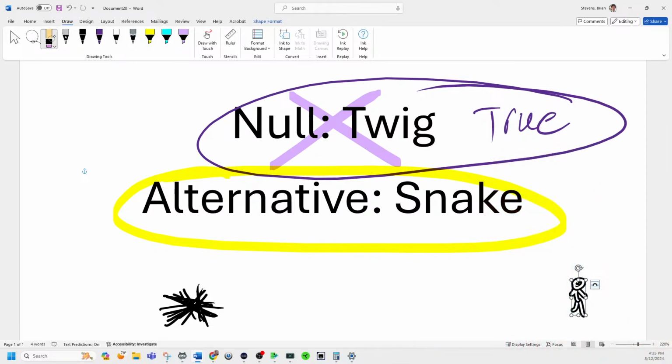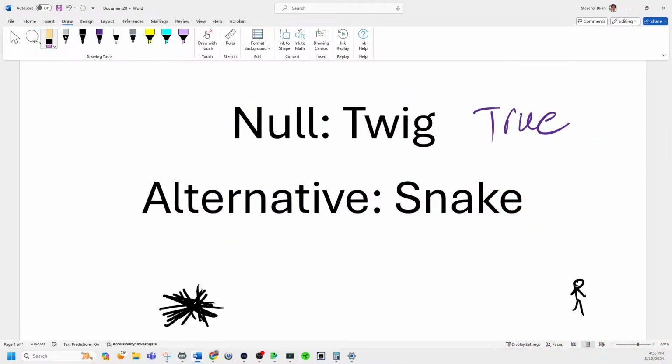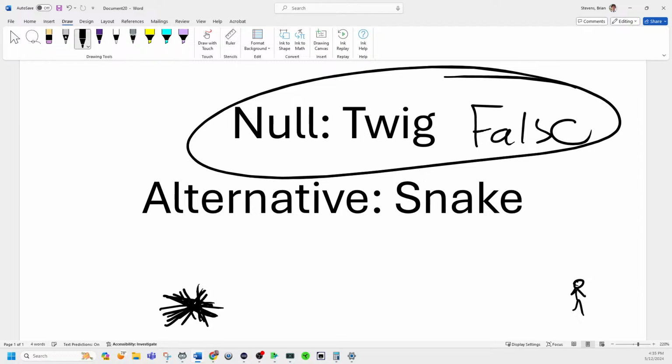In a type 2 error, the null is false and we fail to reject it. So the null is false. This is false right here. This is not true, which means there it is, what this is right here. But we're not going to reject the null. We're going to retain it. We're going to not reject the null.